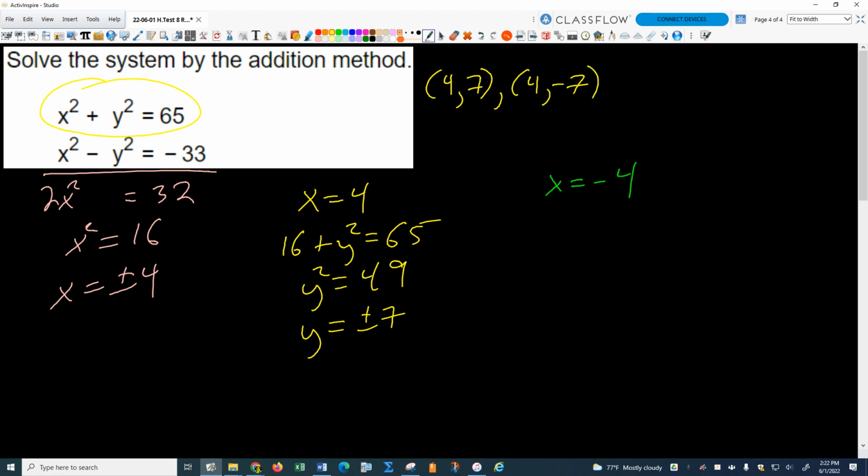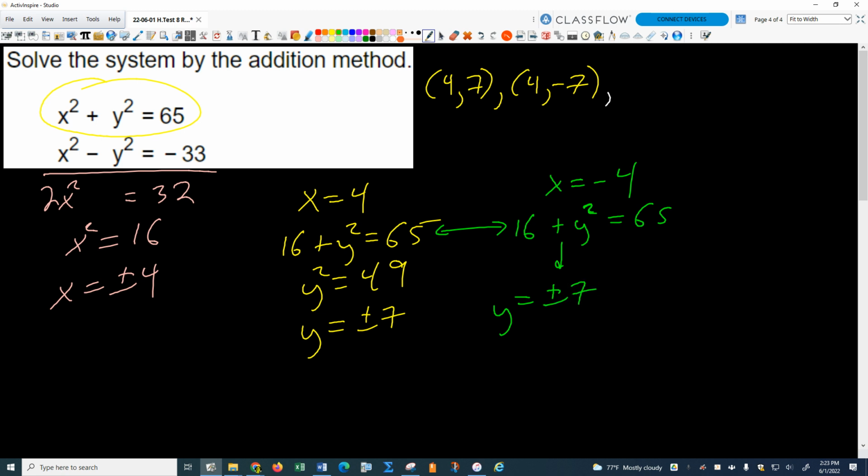I actually get two ordered pairs out of that, right? Everybody see that? Same thing for the green. Look what's going to happen here. If I plug negative 4 into that equation, look what happens. Negative 4 squared is 16 plus y squared equals 65. Does that look familiar? That's the same thing we got over here, isn't it? Right? So I know, you think the solutions are going to be different because I'm doing it in green? I don't think so. I think I'm going to get the same solutions. So I get y equals plus or minus 7 again.